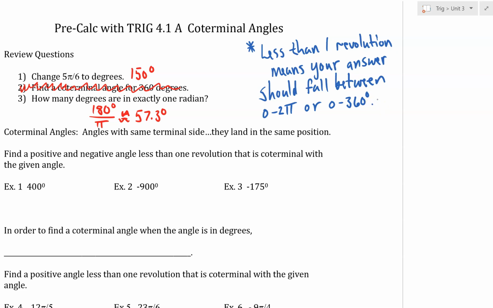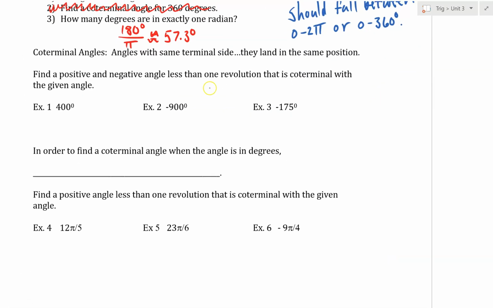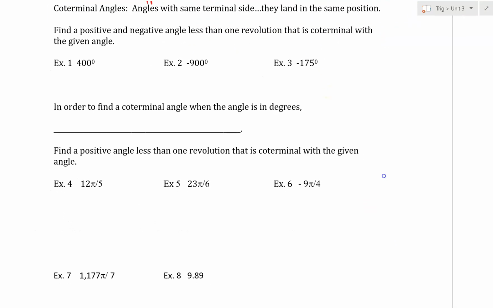It should be positive, obviously, between those 2 values. And it depends. If they're in degrees, state your answer in degrees. If they are in radians, state your answer in radians. So down here it's saying find a positive and a negative angle less than 1 revolution that is coterminal with the given angle. 400 degrees.